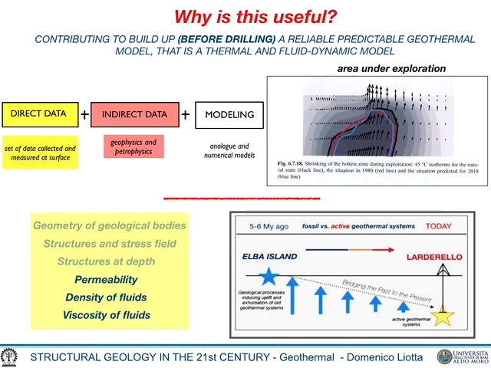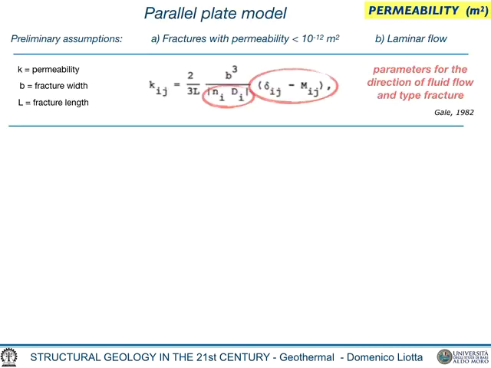We have solved direct and indirect data, and then we should go toward modeling, facing the other parameters. Those are the numbers about permeability, density of fluid, and viscosity of fluids. And now I can show you a method to reach these points. Hence, let's go to permeability.